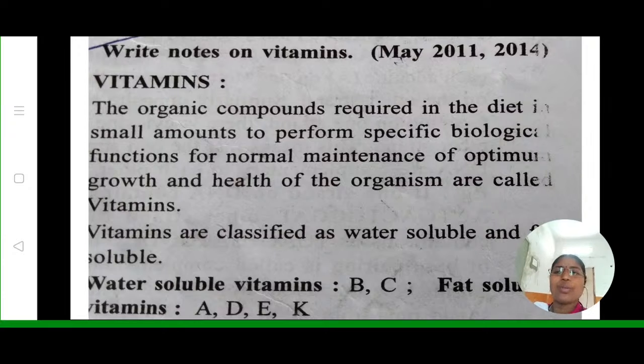In this question, which carries 4 marks, sometimes the definition is asked and the types of vitamins are asked. So the definition carries 1 mark and the types of vitamins carry 3 marks, totally 4 marks.